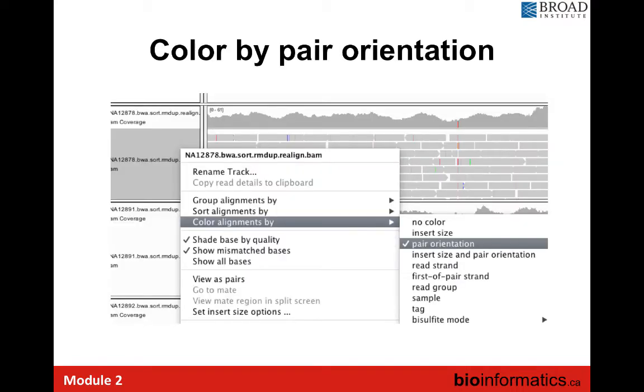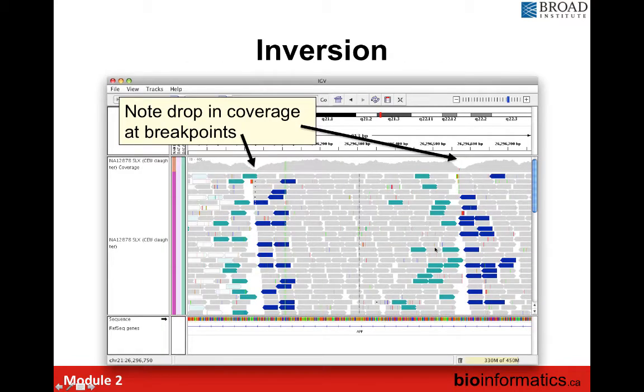So we can go to IGV and color by pair orientation, as you can see here. And an inversion would look like this. So at each breakpoint you would have some cyan and blue mate pairs. And you can notice a drop in coverage at the breakpoint as well.